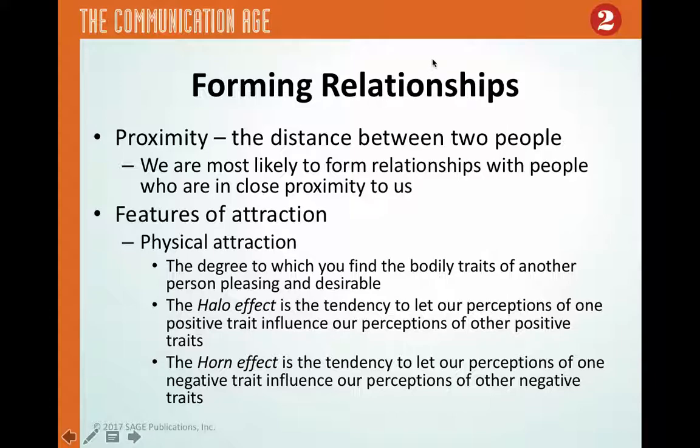So we'll talk about forming relationships for a little bit. We'll talk about relationships and how they fall apart, and then we'll talk about a few theories the rest of the way. But first, with forming relationships, one of the key things comes down to proxemics and proximity. Referring to the distance between two people, we're more likely to form relationships with people who are in close proximity to us. So that's why a lot of times you become friends with the people that you work with.